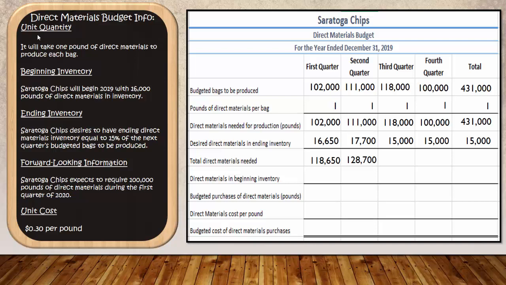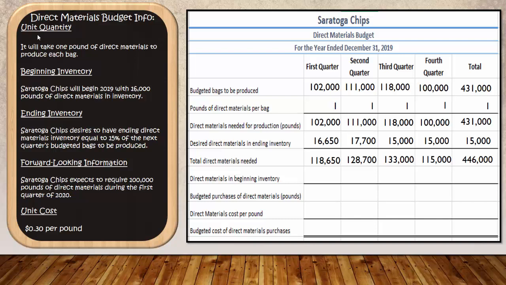128,700. In the third quarter, we take our 118,000 pounds of materials that are needed for production, we add the 15,000 pounds that we want to have in ending inventory. We're going to need 133,000 pounds of direct materials in the third quarter, and through the same concept, we're going to need 115,000 pounds of direct materials during the fourth quarter. All in all, we are going to need 446,000 pounds of direct materials, or potatoes, for 2019.